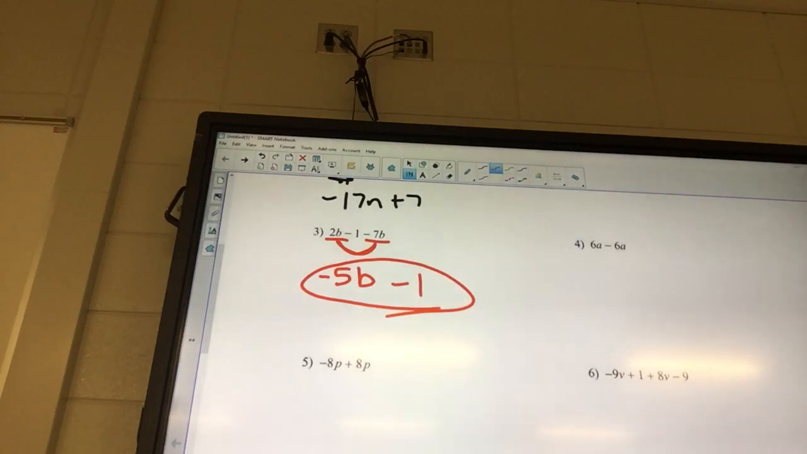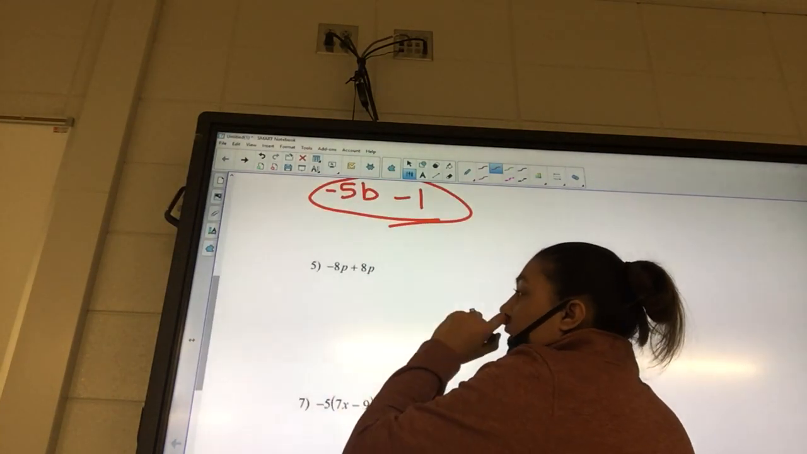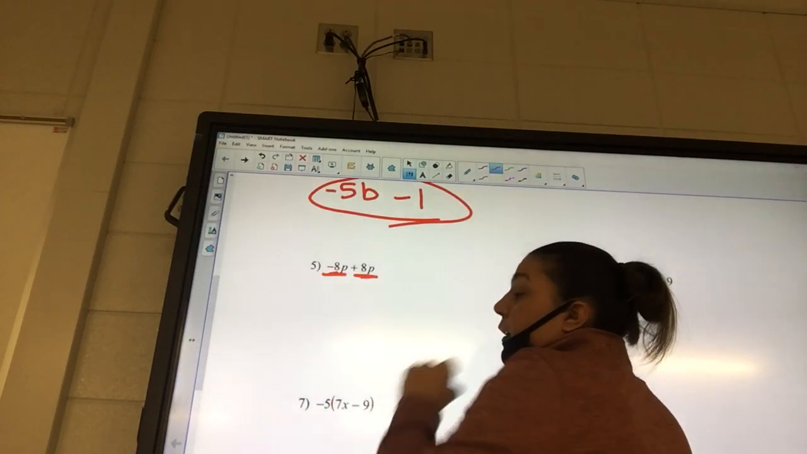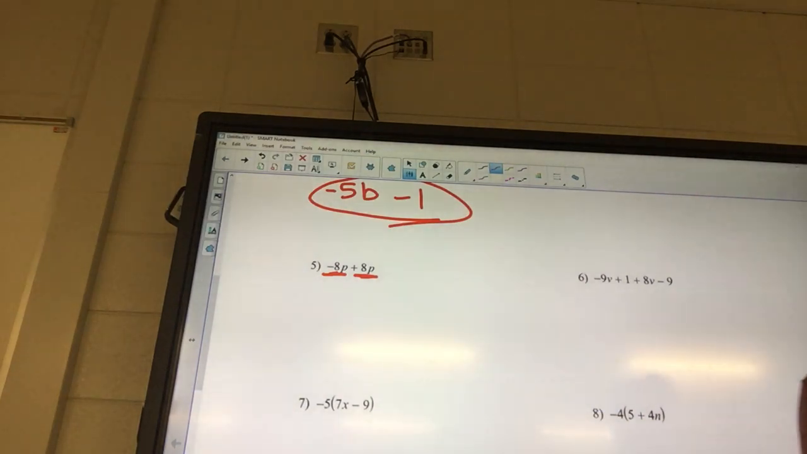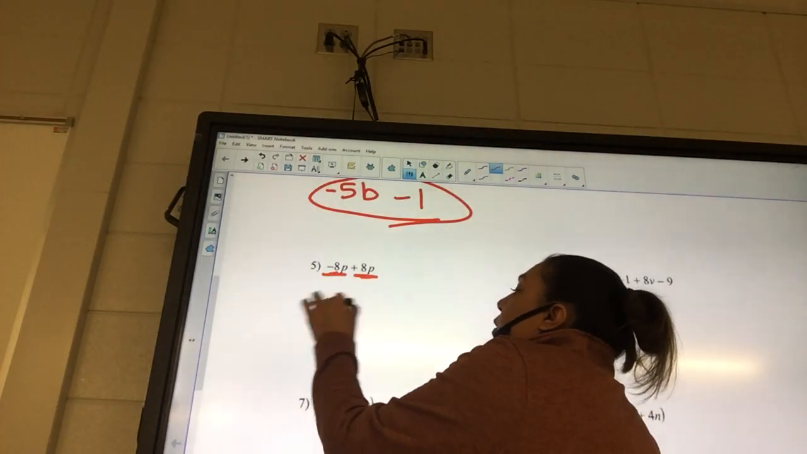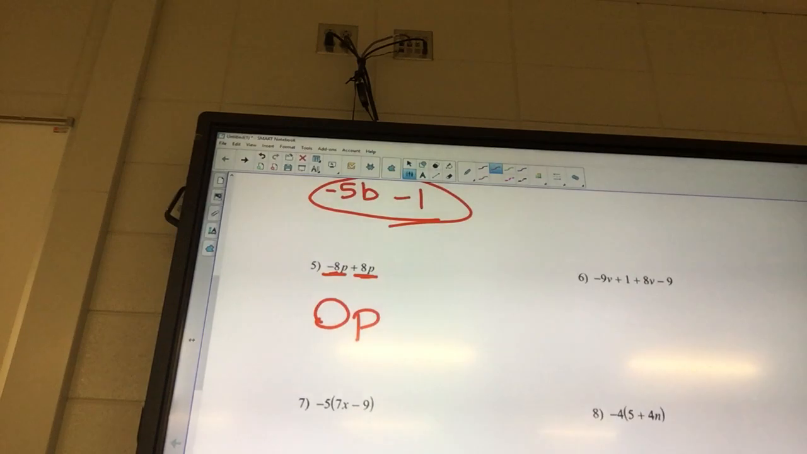Okay, look at the next one. What can you put together? 8 and 8. What is a negative 8 and a positive 8? Okay, it's going to be 0p. Okay, you have to write the 0 though. Okay, it's not 1, it's 0.